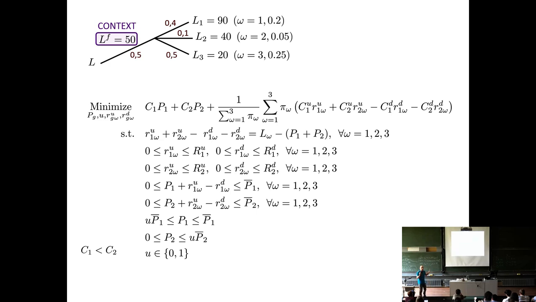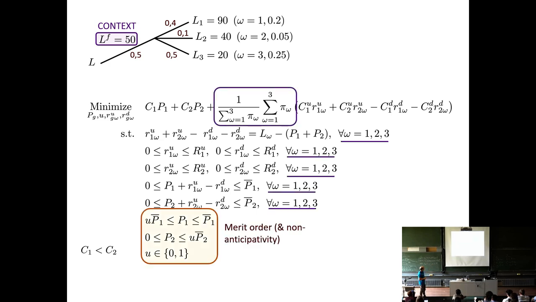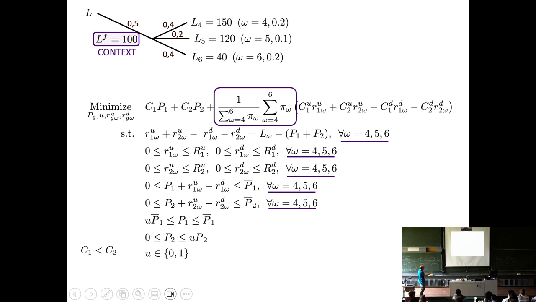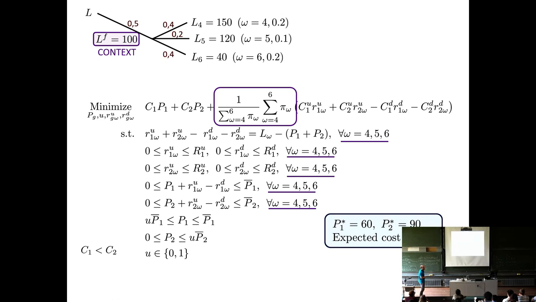This is non-parametric because I have not inserted here any parameters. There is no A and B, right? Okay, and this is what I get. P star 20 and 0 with an expected estimated cost of 730. If I receive the context and my context is 100, then the decision maker solves this problem. Now it's the same problem as before, but now with scenarios 4, 5, and 6. Okay? And then I compute P1 and P2 that are the best for these three scenarios. Then for a context of 100, the best I can do is this, 60 and 90, with an estimated expected cost of 1420. Again, this is non-parametric, there is no A and B.